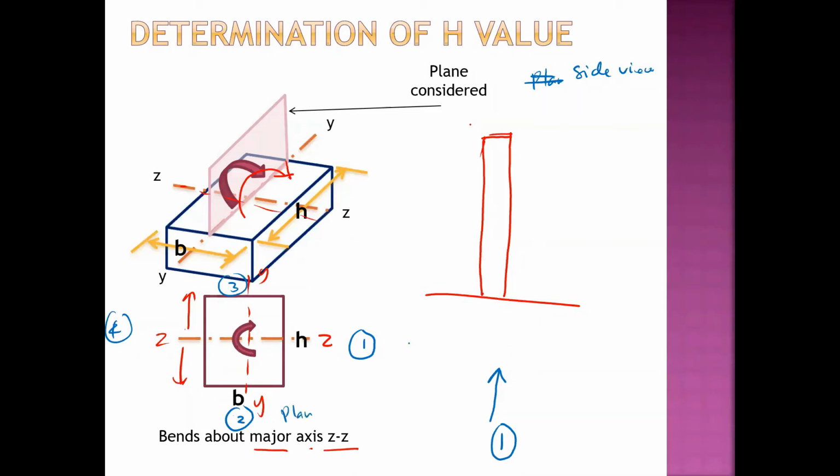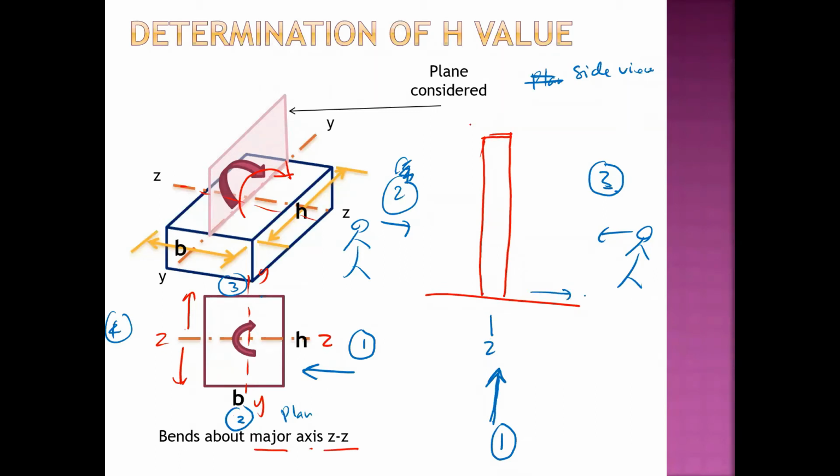If we look from direction number 1, this is what we will see. This is the column, and this is direction number 3. If we stand here and look at the column, this is direction number 3, and if we stand here, this is direction number 2. This is the Z-Z axis, and this is the Y axis, so it will bend.